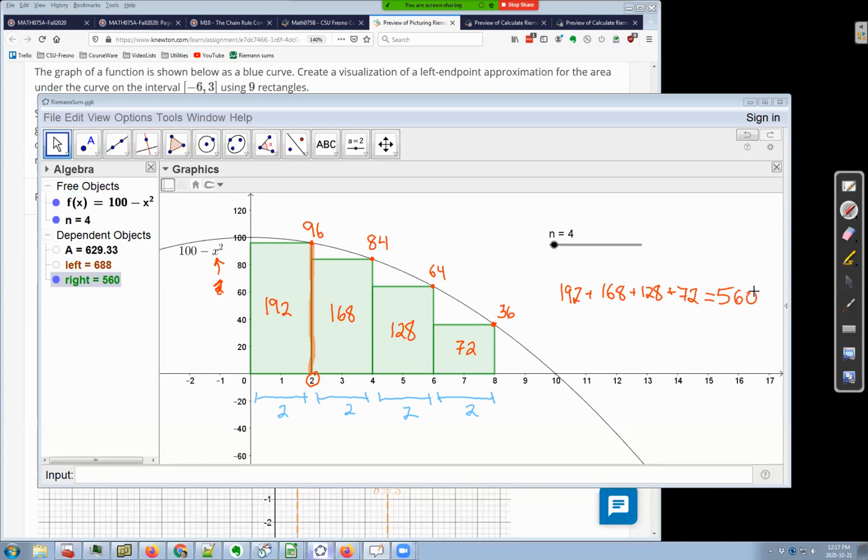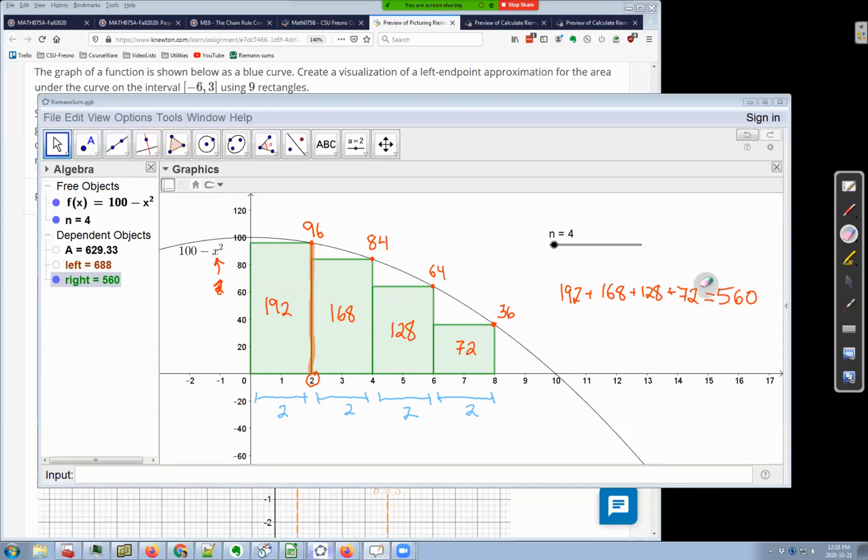Because that's what GeoGebra did the computation for us, because it's really smart. But the point is that we didn't need GeoGebra. We could have done this ourselves. And okay, so this is good news and bad news. The good news is we found the area under the rectangles. The bad news is that that's not really what we wanted, right?